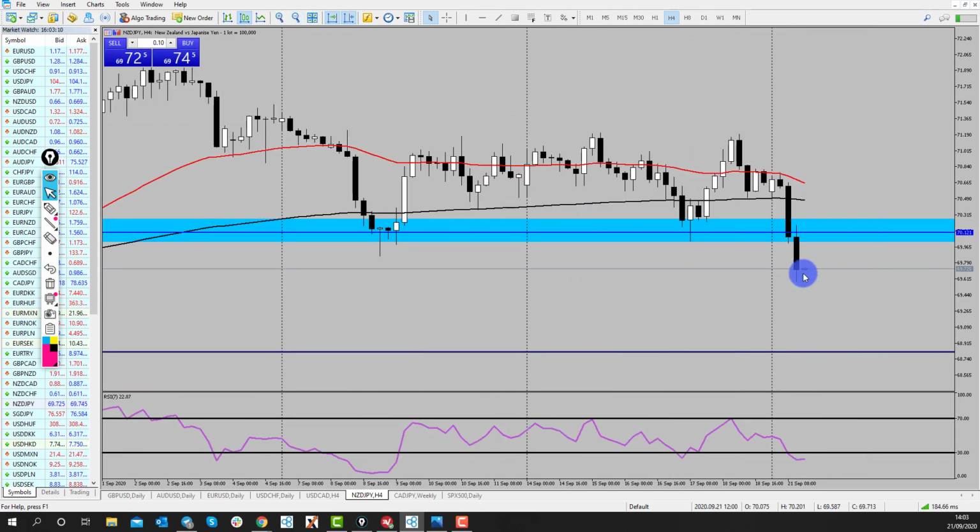So if we do get a secondary lower low, lower close candle, or just a close below these lows through here, that will give me the confidence to look for those short opportunities on pullbacks.